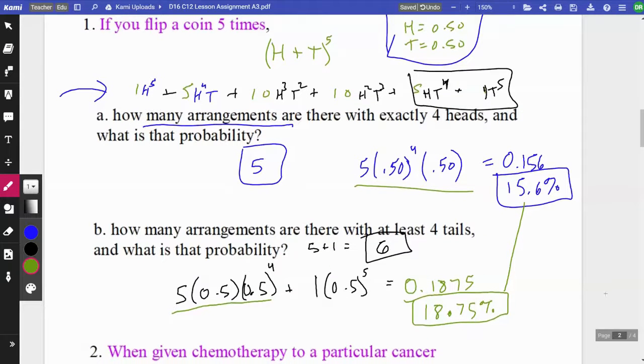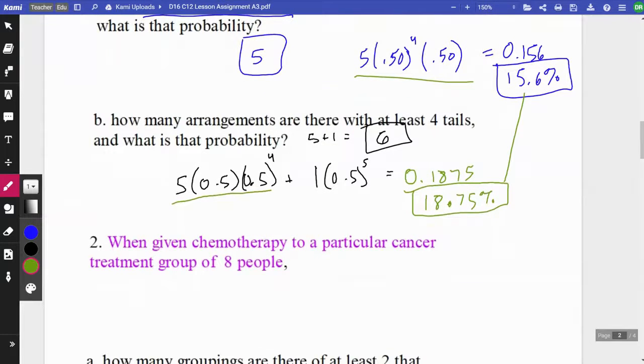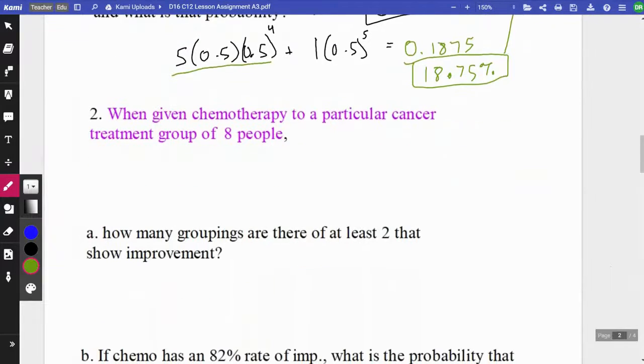And you've noticed that I rounded differently in both of these problems. There's no significance to that. This 15.6 had more decimals to it, so I chopped them all off. 18.75 was all of it, so I kept it. Typically, I'll go to the 10th place, but that's neither here nor there.